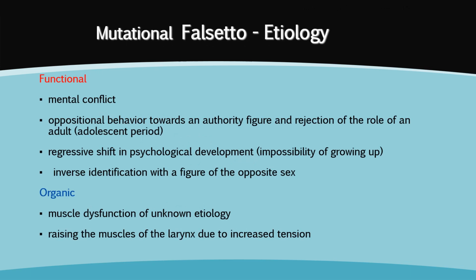The etiology of mutational falsetto is primarily functional, like mental conflict, oppositional behavior towards an authority figure, and rejection of the role of an adult in the adolescent period, regressive shift in psychological development, impossibility of growing up, or an inverse identification with the figure of the opposite sex. It also could be some kind of organic etiology, like muscle dysfunction of unknown etiology and raising of the larynx due to increased muscle tension.